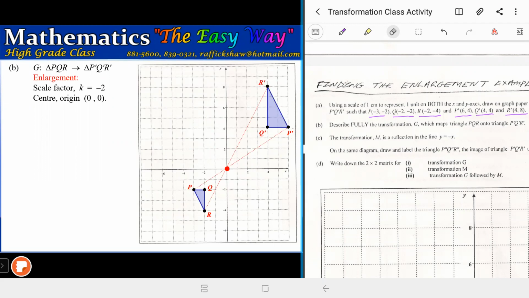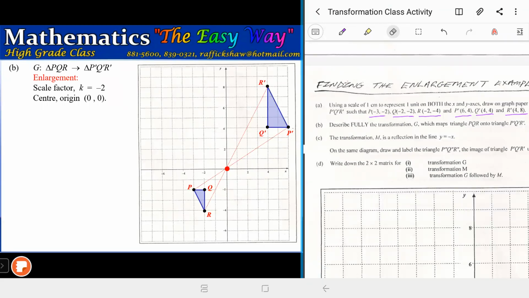I could have said something like triangle PQR maps onto triangle P prime, Q prime, R prime by an enlargement of scale factor negative 2 about the origin (0, 0). But in this example, I list them. I give the name, which is an enlargement, and I give the two components. The scale factor is -2. If you put 2 alone, you're not getting the marks. You have to say it is -2.